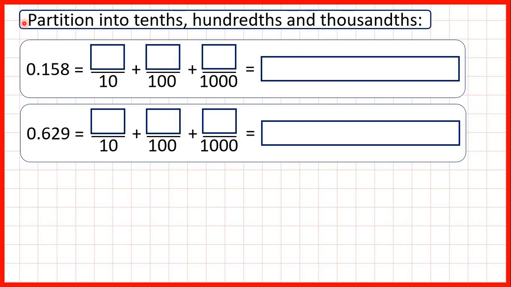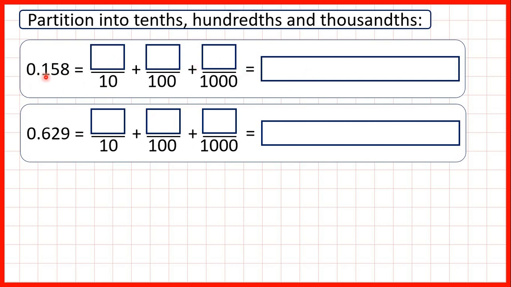We need to partition these numbers into tenths, hundredths and thousandths. So first we have 0.158, and we can show the partitioning in both fraction and in decimal form.